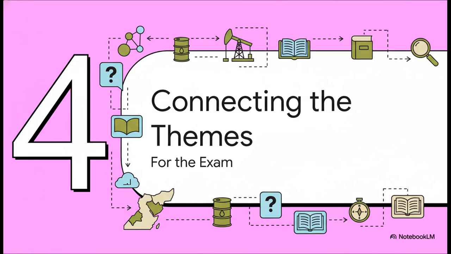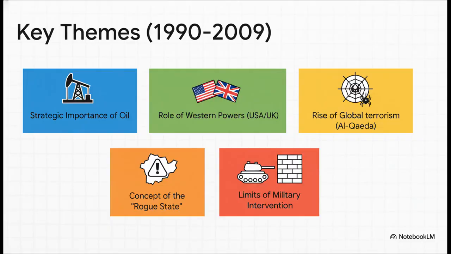So, now that we've walked through the three main conflicts, let's connect the dots. For your exam, being able to talk about the big themes that run through this entire period, that is how you show you really truly get it. These 5 themes here are the keys that tie everything together, and they are perfect for building arguments in your essays. Notice how oil is always a factor in the background. The role of the US and the UK is the main thread connecting all 3 conflicts.